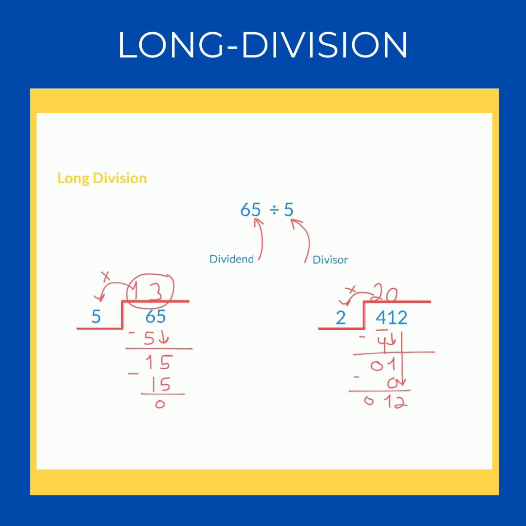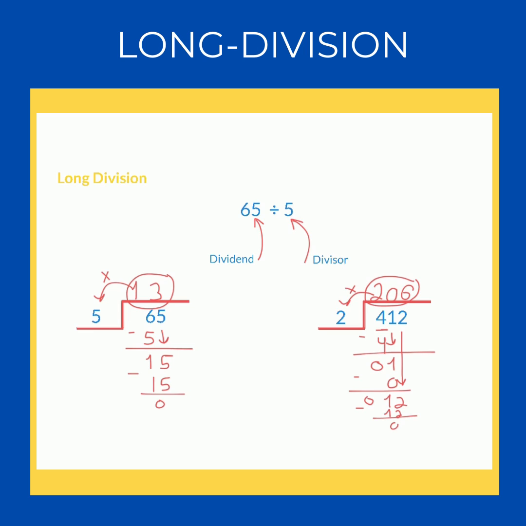So I have 12. Again, I need a number that, when I multiply it by 2, will give me 12. So that number is 6. So 6 times 2 is 12, and I will subtract, so the answer is 0. So 412 divided by 2 is equal to 206.